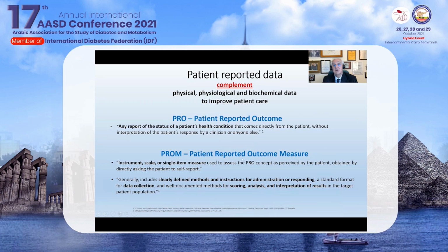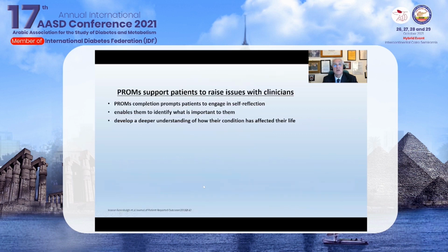PROMs, the patient-reported outcome measures: these outcomes need to be measured. And this type of measurement is any instrument, scale, or single-item measure used to assess the PRO concept as perceived by the patient, obtained by directly asking the patient to self-report. It generally includes clearly defined methods and instructions for administration and responding, a standard format for data collection, and well-documented methods for scoring, analysis, and interpretation of results in the target patient population.